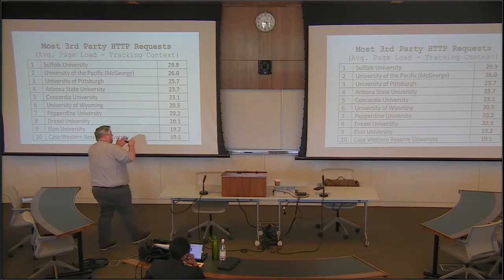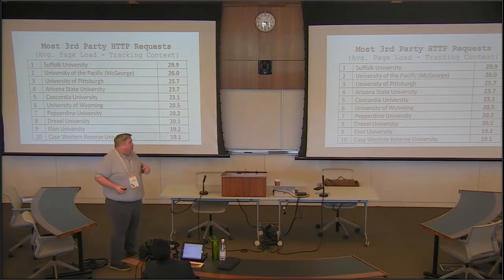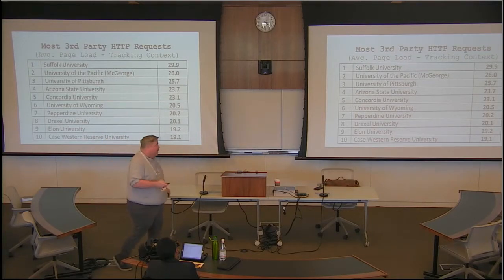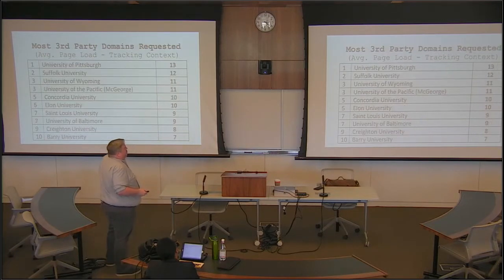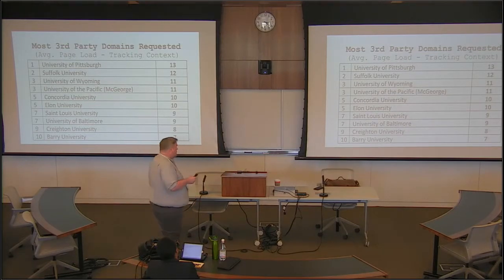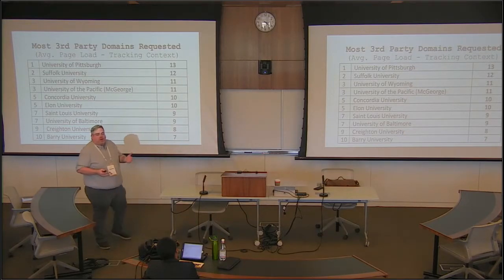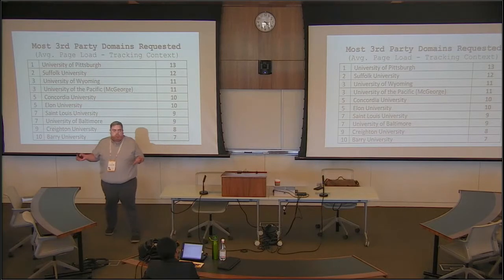There is some, but this still isn't really getting to the heart of the matter, because if all 29.9 of those requests are to the same domain, then really that's only one tracker that we're talking about. So, looking at the actual domains, now we're down to Pittsburgh, who is requesting trackers from 13 different domains. But there's still a limitation with that, because all these different domains could be owned by the same company.